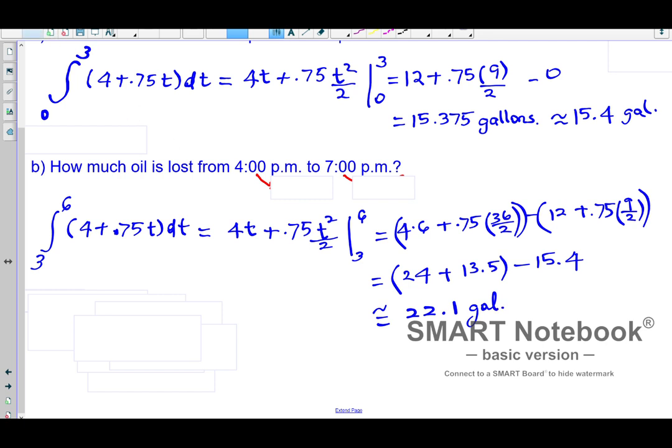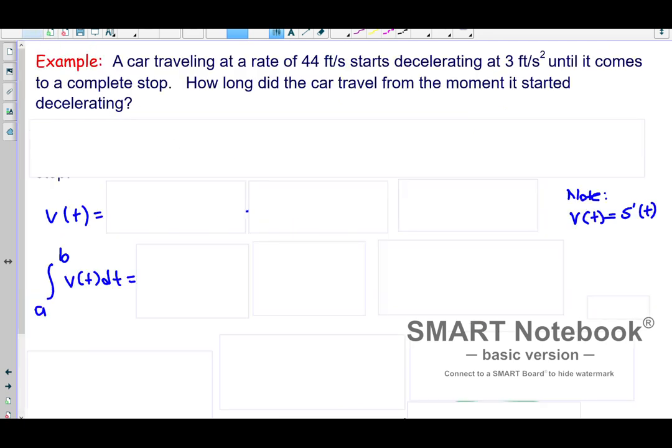One last example on the net change theorem. So here we go. A car is traveling at a rate of 44 feet per second, it starts decelerating at 3 feet per second squared until it comes to a complete stop. How long did the car travel from the moment it started decelerating? So this was quite a bit more complex than the last two. So let's try to analyze it a little bit.